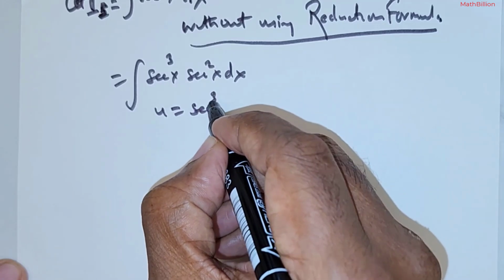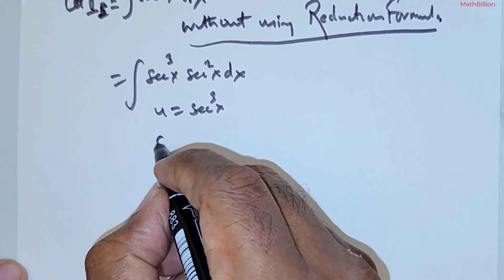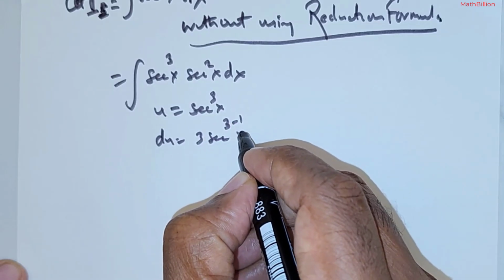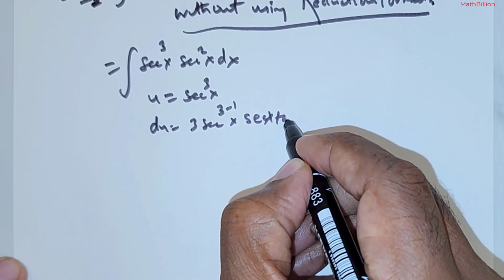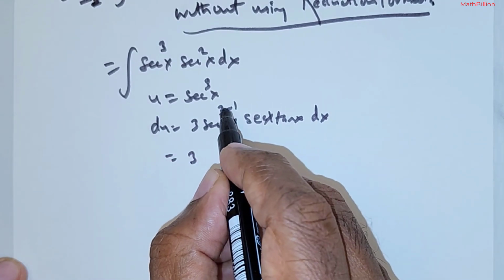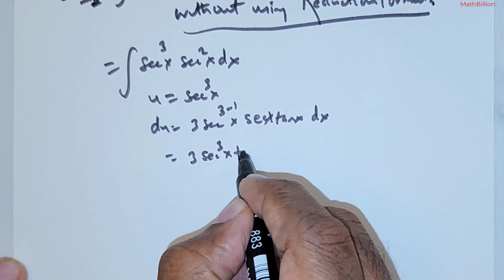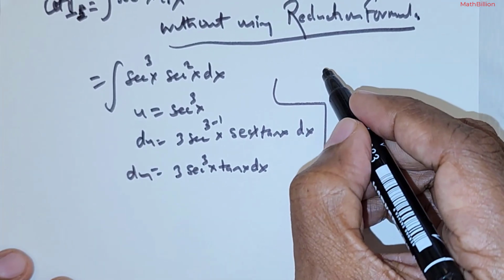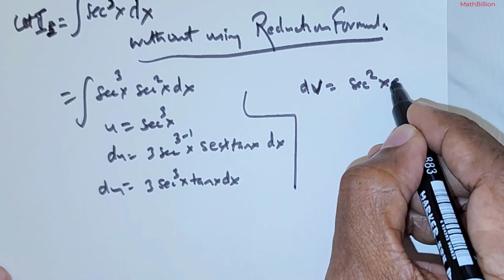Let u be equal to secant raised to the power of 3x. So you differentiate this, you get 3 times secant raised to the power of 3 minus 1 x. Differentiation of secant x is secant x tan x times dx. So this is going to be 3 times secant raised to the power of 3x times tan x times dx. This is my du. So now let us deal with the dv. dv is secant squared x dx.